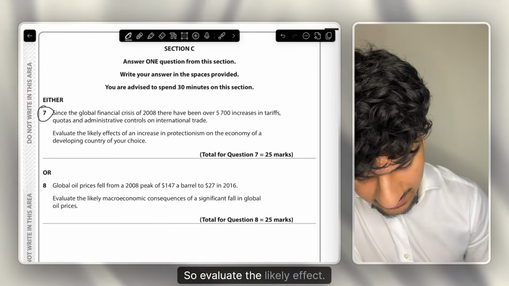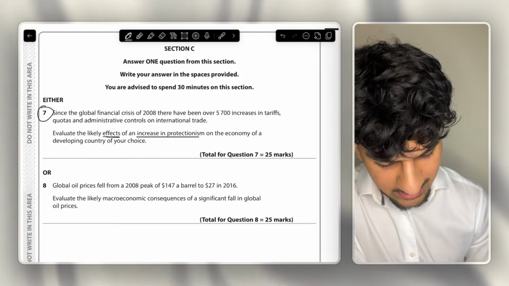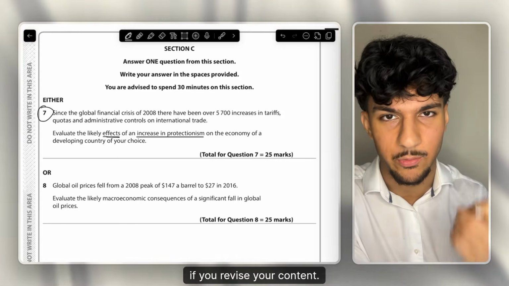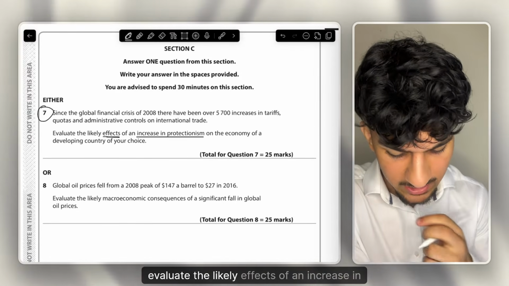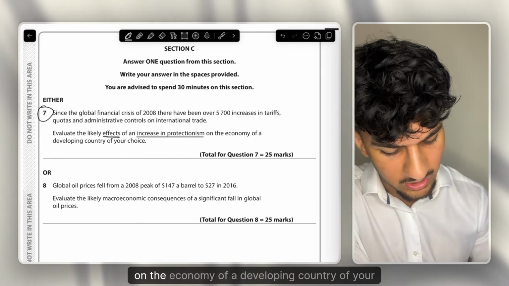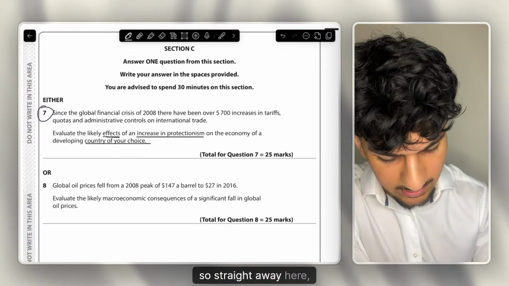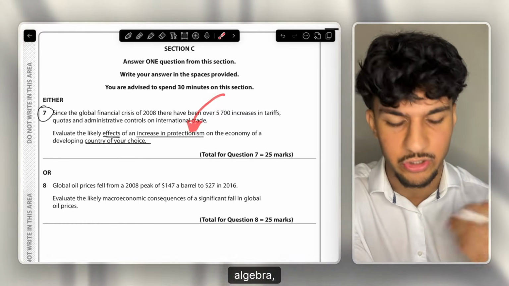So evaluate the likely effects, so it's an effects question, of an increase in protectionism. Straight away, this is a very, very good question. If you revise your content well, this should be a very accessible question. But evaluate the likely effects of an increase in protectionism on the economy of a developing country of your choice. Great question, especially if you know your content on globalization.